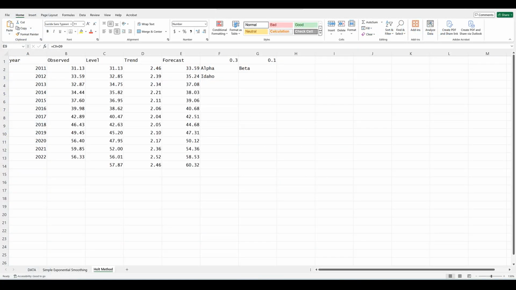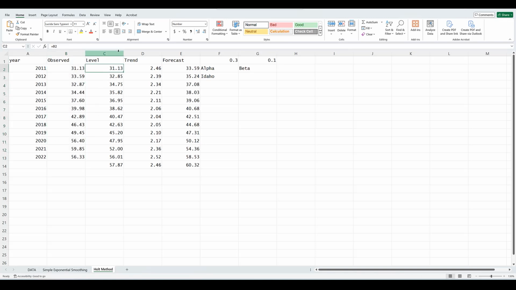Now for Holt's method, which expands on simple exponential smoothing by allowing for a trend, the setup is slightly more complicated, and I have already put in all the equations and formulas here. Note that as before, in the first column you have the years, and in the second column you have the observed values from historical data.